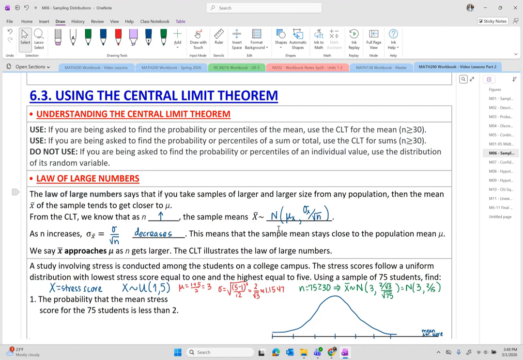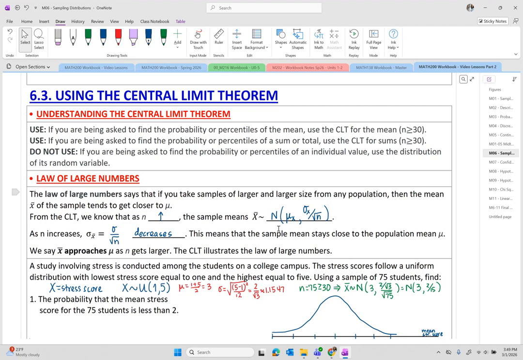So if you are being asked to find the probability or percentile for some individual value of the variable, you are going to use the distribution of the variable, and based on that distribution, answer the question. But if you are being asked to find probability or percentiles for the mean or the sum, and you have a sample size greater than or equal to 30, then you can use the central limit theorem and a normal distribution.